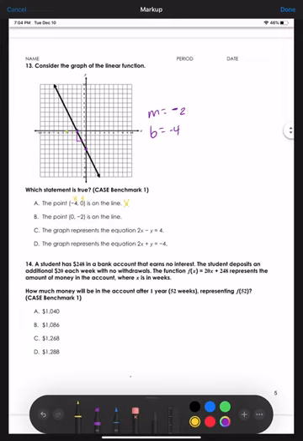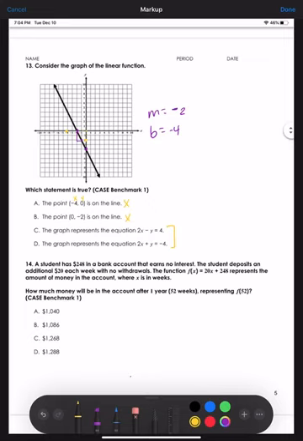No, that's not right. The point 0, -2 is on the line. So 0, I'm not going to go left or right. I'm just going to go down 2. Is this on the line? No. So what that means is these are not solutions. Anything on the line is a solution. So let's see. The graph represents the equation 2x minus y equals 4. And D says the graph represents the equation. So my only 2 options are an equation.